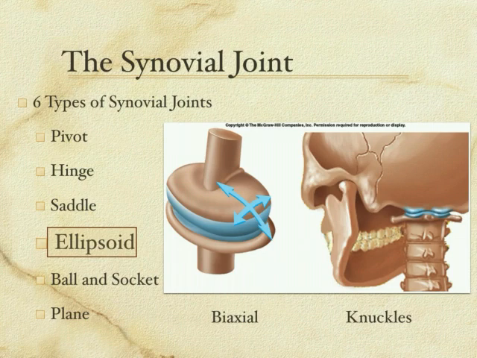So, think about the same thing at your toes, where your toes meet the body of your foot. Not only can you curl your toes or straighten your toes, but you can actually move your toes sideways. So, the ellipsoid joint allows for this biaxial motion.